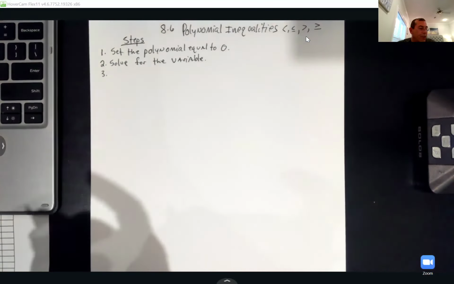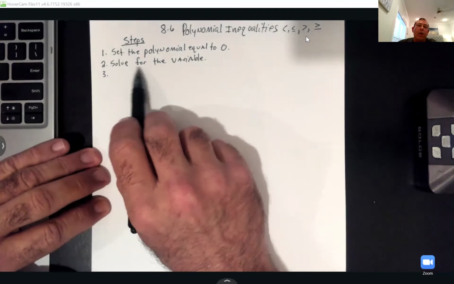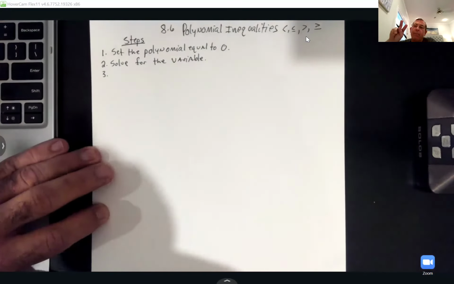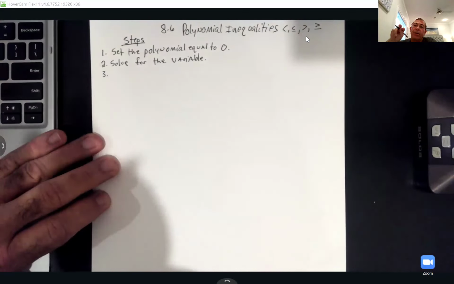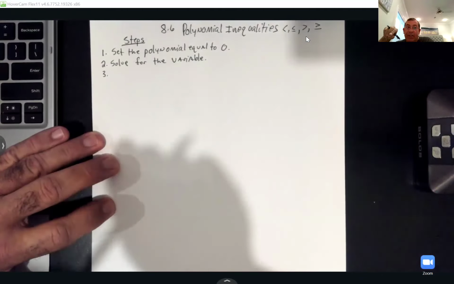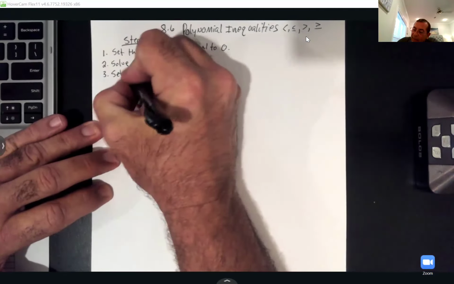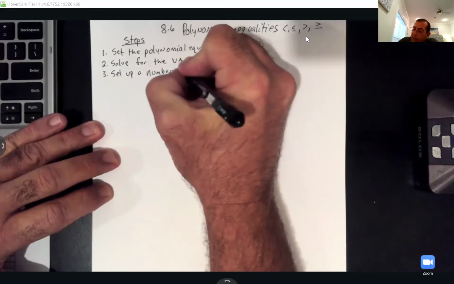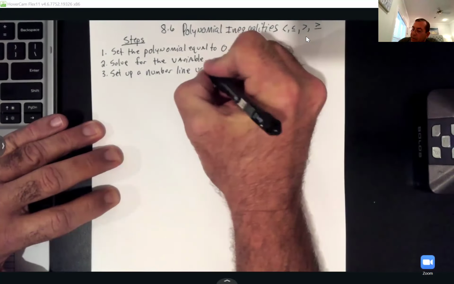So now where it's going to start changing is right here. When I solve for the variable, for pretty much most of these, we'll get two answers. The only time we won't get two answers is when it's going to be a repeating answer. So what I'm going to do, I set up a number line using the solutions.